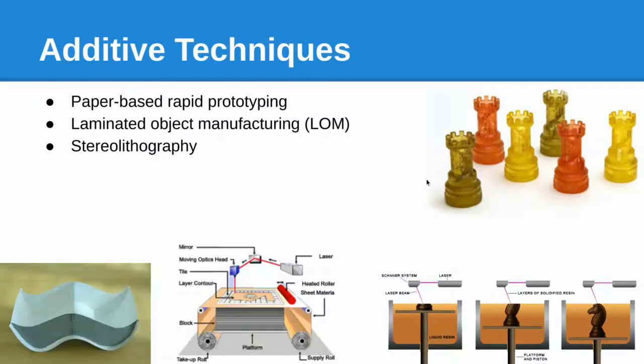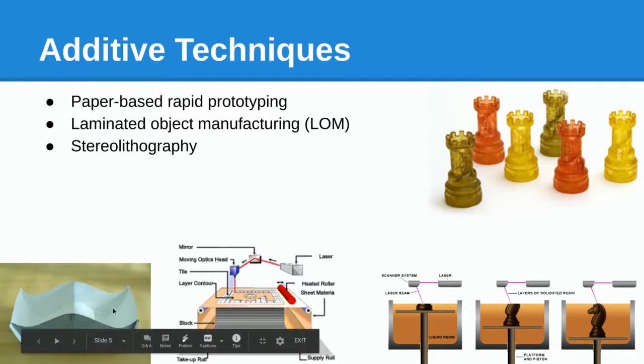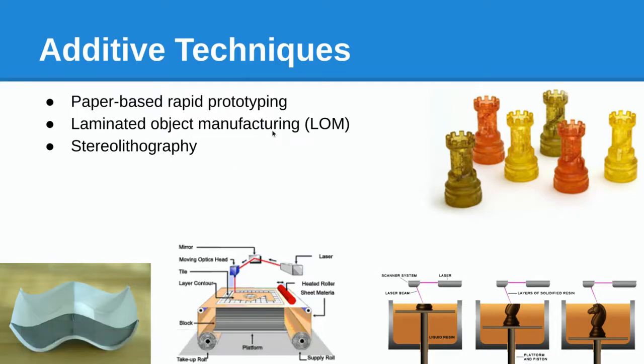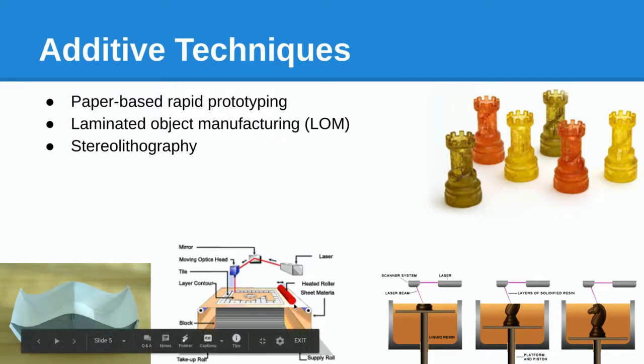Additive techniques. Examples: paper-based rapid prototyping, which I guess is this, or it can be something like this if this is a paper they're feeding through. Actually, this would be your second one, laminated object manufacturing, right here.